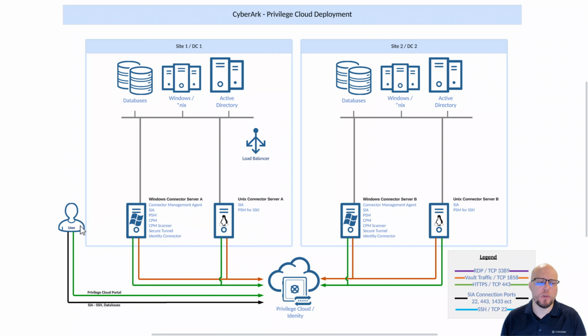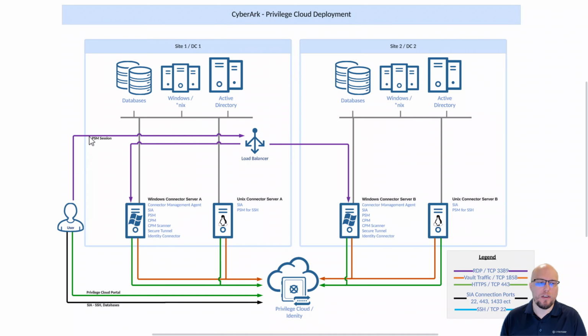So if a user wants to connect to a target, they can web browse into the platform and click connect on their desired target. That will download an RDP file to the end user. The end user will open that RDP file, and it will be pointing at the load balancer. The load balancer will then decide which Windows PSM server the connection will go to. You can decide how this happens. It could be least connection, round robin, whatever you decide to configure in your load balancer.